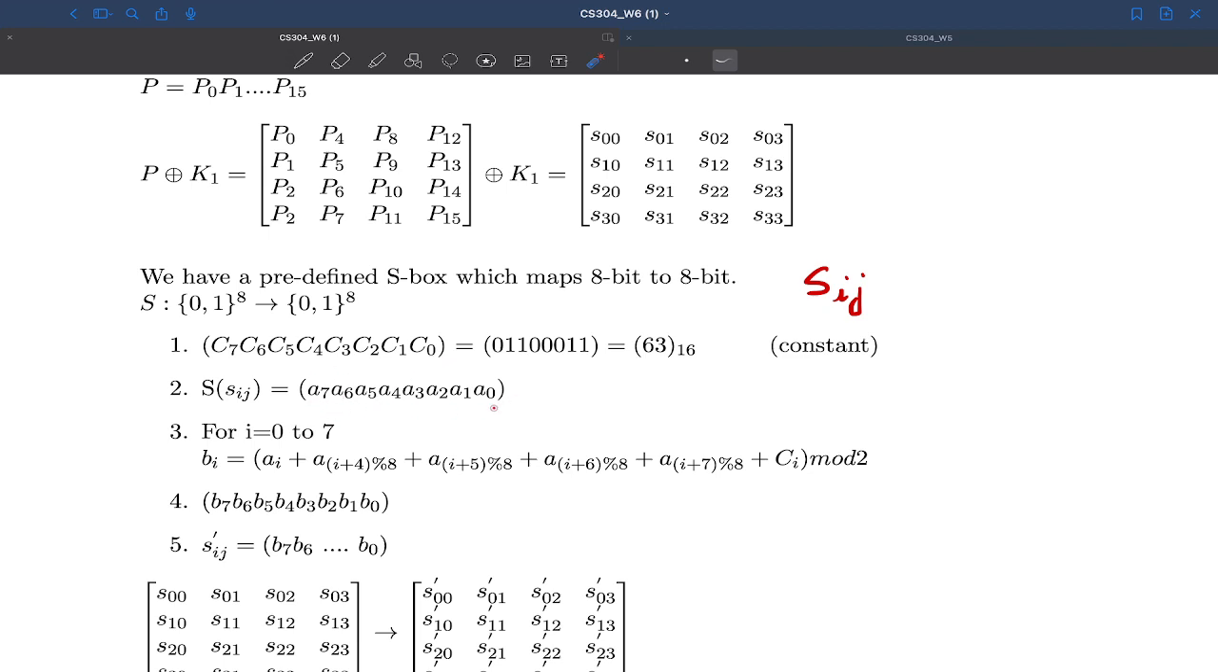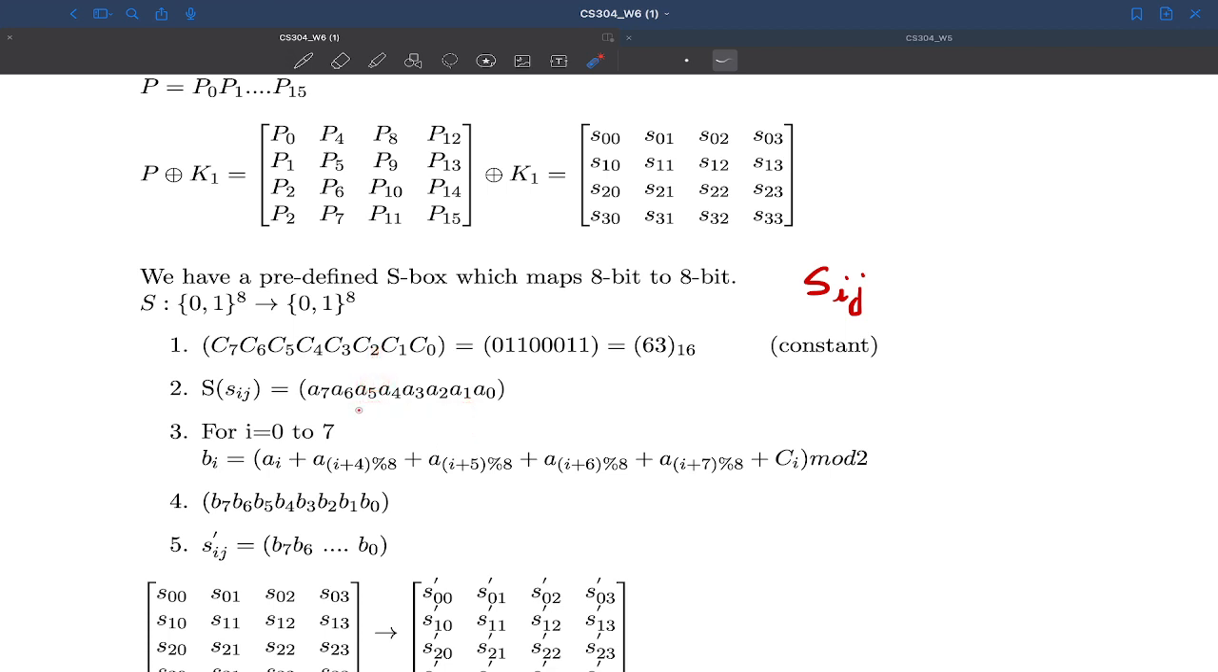So I will perform this operation on a0, a1, a2, a3, a4, up to a7. You are also seeing modulus 8 here. What does it signify? It is possible that on adding 4 or 5 or 6 or 7 to my current index, you may get an index that is beyond 7. Let's say your i is 5, and you want to transform this a5 bit.